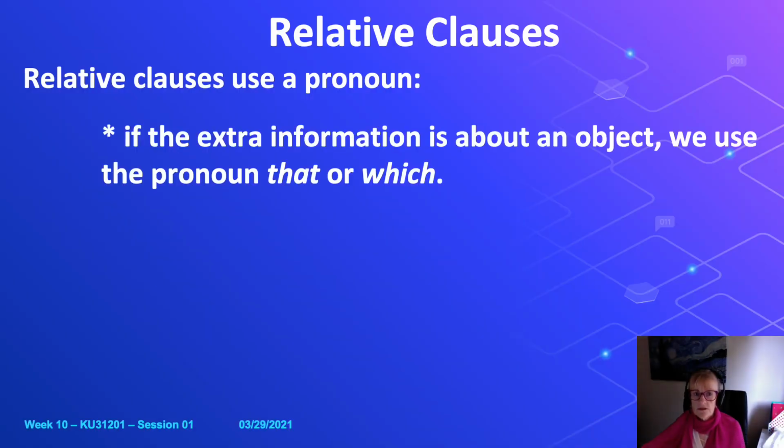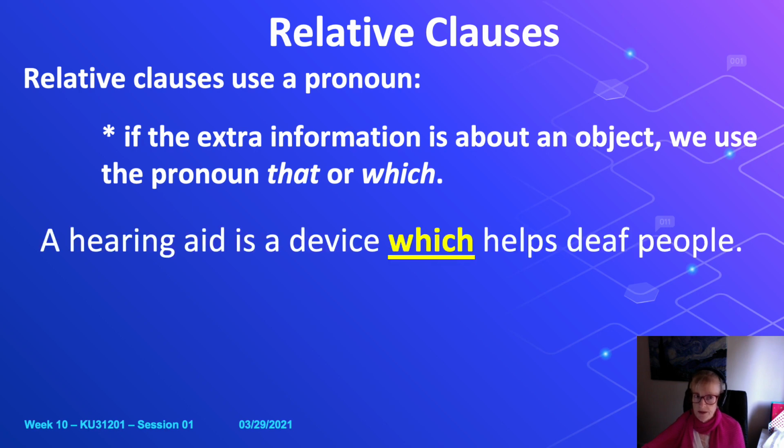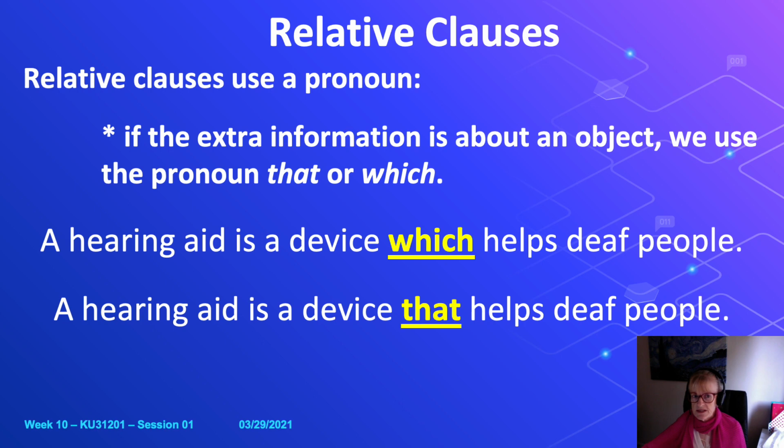If the relative clause is giving us extra information about an object, we use the pronoun that or which. So in the sentence that we used earlier, a hearing aid is a device which helps deaf people, the pronoun we've used there is which. It's the one in yellow with the underlining. We could also use that to join those two sentences together. A hearing aid is a device that helps deaf people.